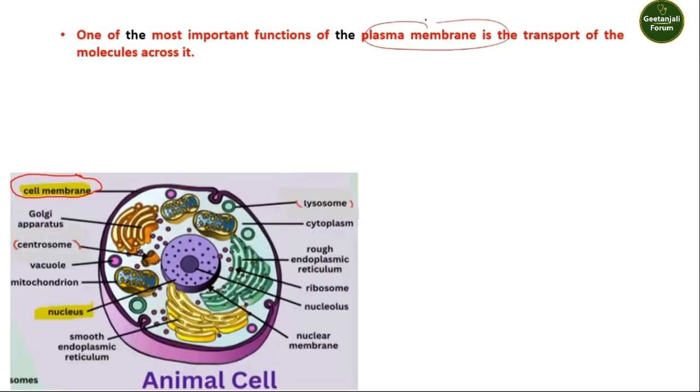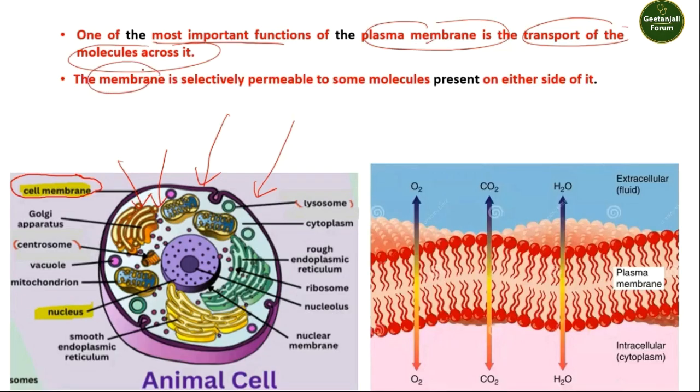The plasma membrane's most important function is transport of molecules across it. It means whenever molecules are coming from outside, be it glucose, water or anything, these molecules are sent inside the cell by plasma membrane. This membrane is selectively permeable to some molecules. This is the plasma membrane. It is selectively permeable, means it will not allow entry of every molecule. It will selectively send some molecules inside the cell.